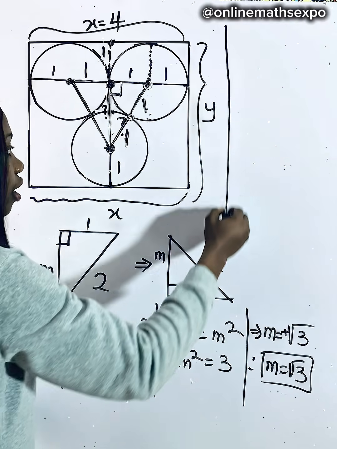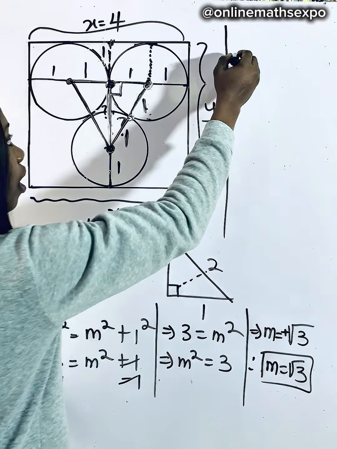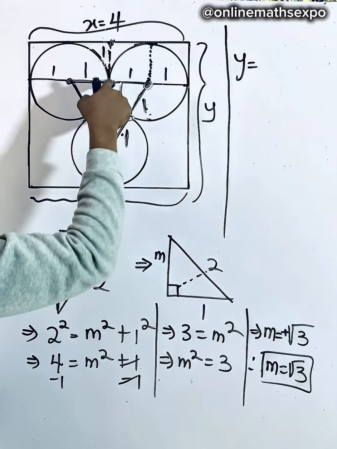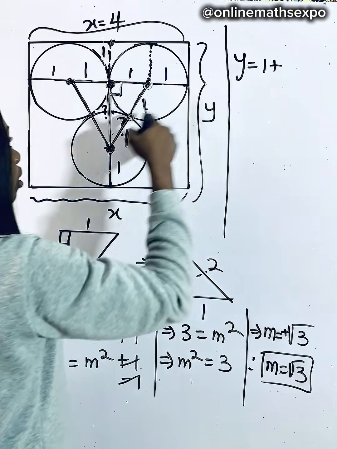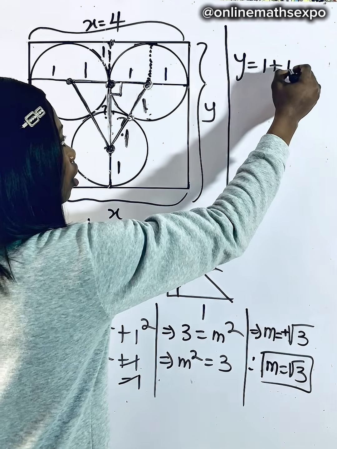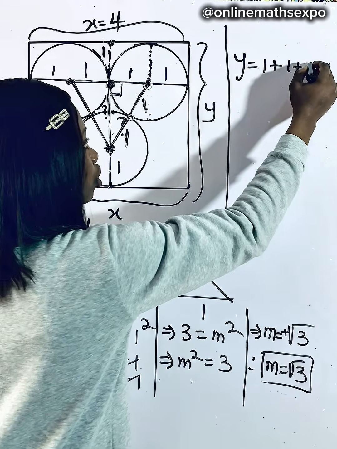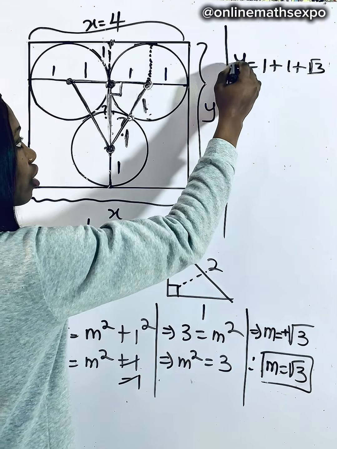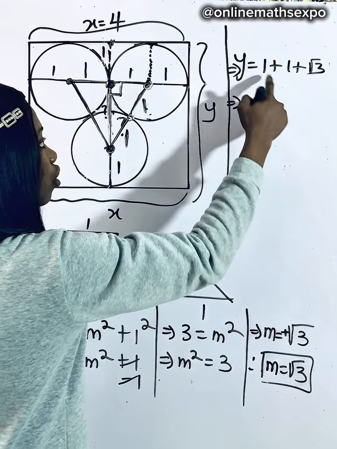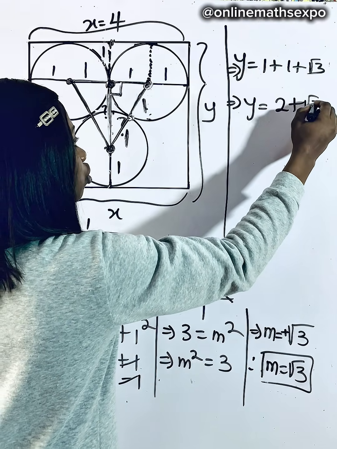Let's work it up here. So for us to find our Y, this is 1, and from here to here is 1, then plus our M, which is root 3. So if you add it up, we now have Y is equal to 2 plus root 3.